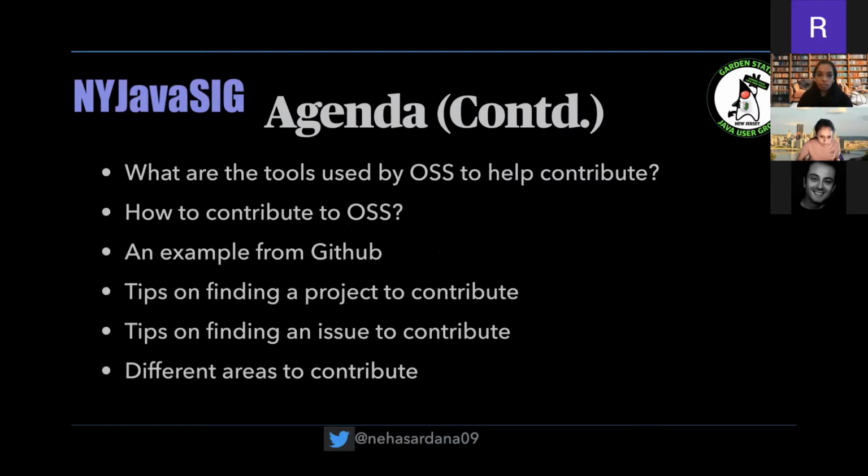And then we'll look at a few more things. What are the tools used by open source to help contribute? There are ways in which you can contribute, and we'll take a look at examples from GitHub. And at the end, I'll try to explain some tips on how you can find a project to contribute to, and within the project how you can select an issue where you want to make your contributions, and the different areas to contribute. So it's not just writing code, it can be different things as well. We'll discuss those in the upcoming slides.